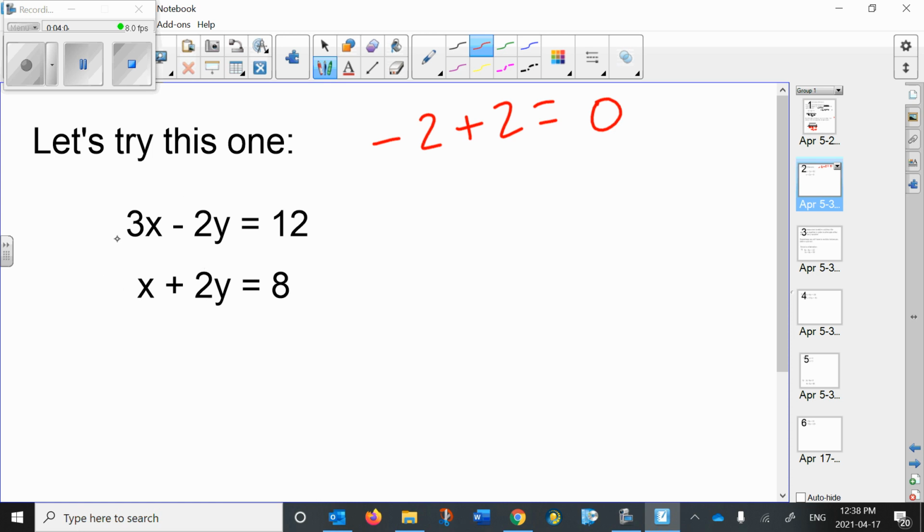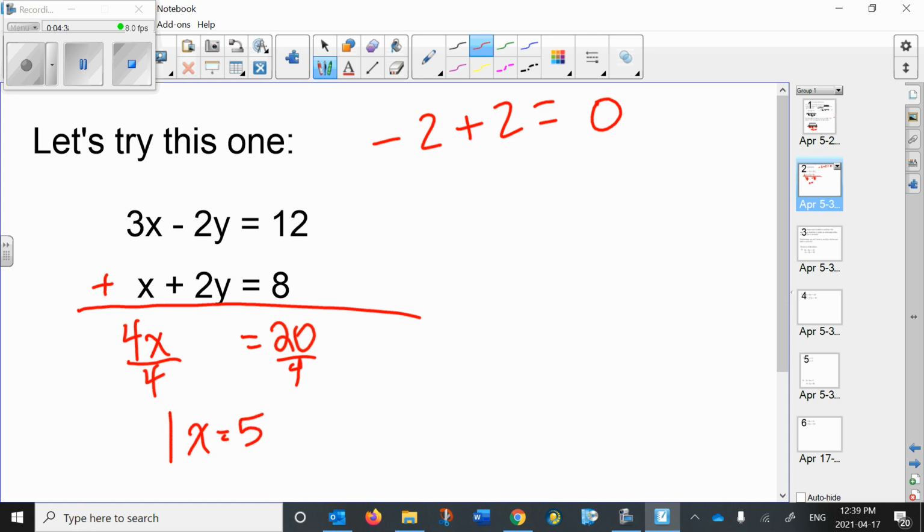What did I do to this? Well, I didn't subtract like I did in that previous example. I added. So now I've got 3x plus 1x, and that's going to give me 4x. -2 plus a +2 is going to give me 0, so I'm not going to write anything down. And that equals 12 plus 8, which gives me 20. Now from here, if I say solve for x, I've got 4x equals 20, divide each side by 4, and you're left with x equals 5.